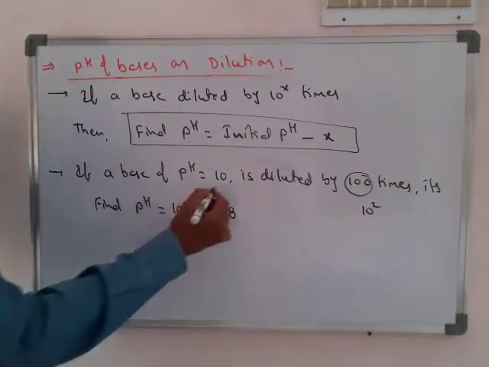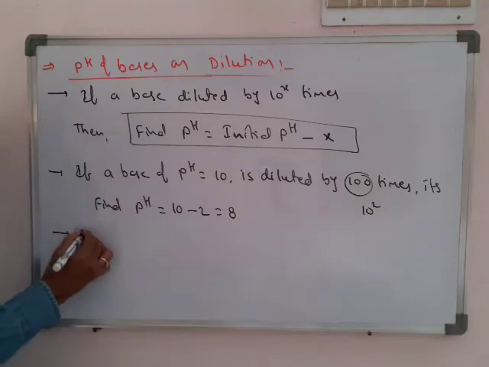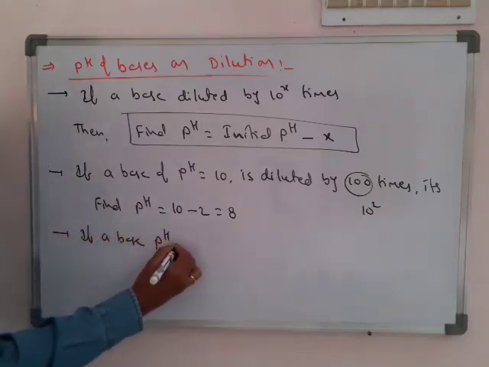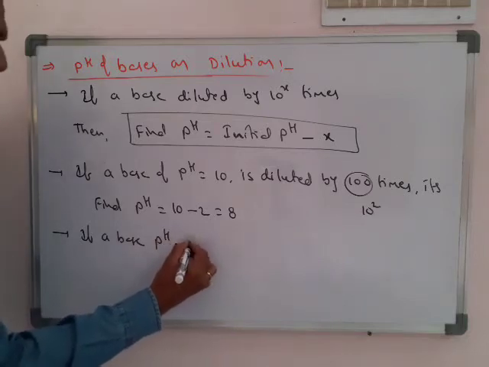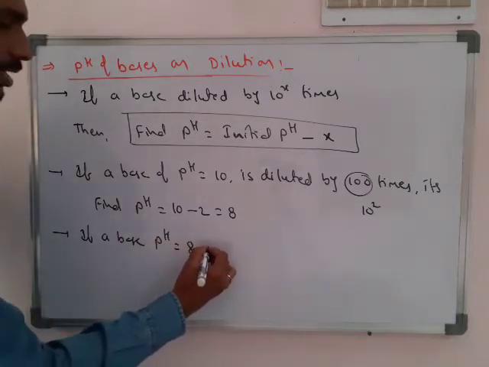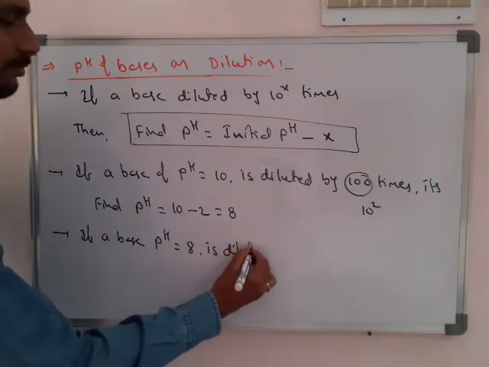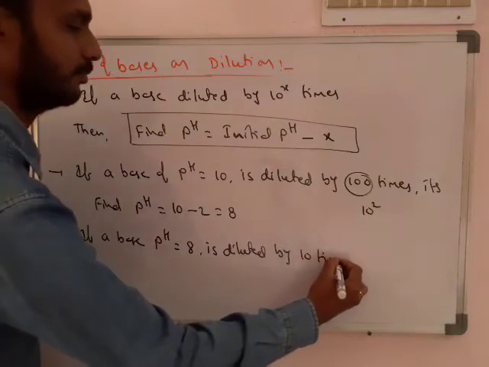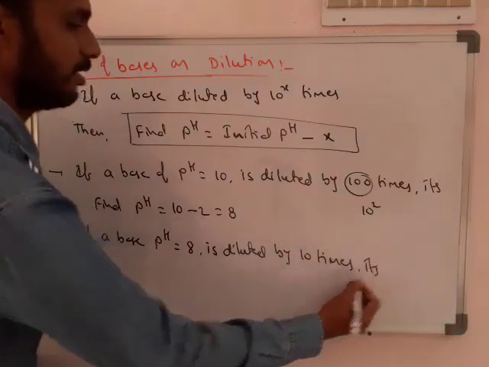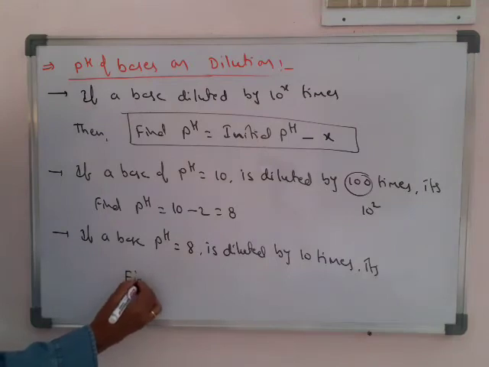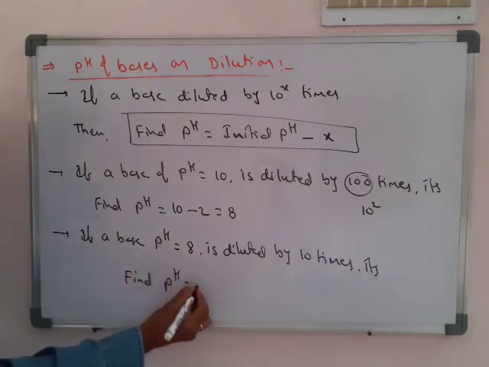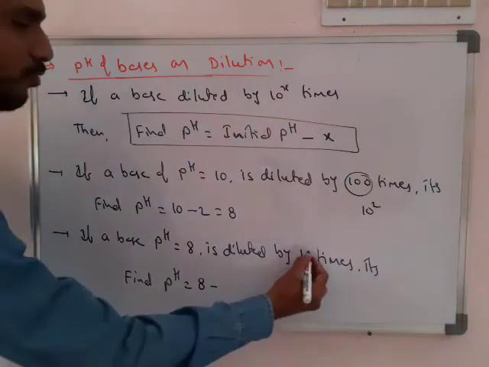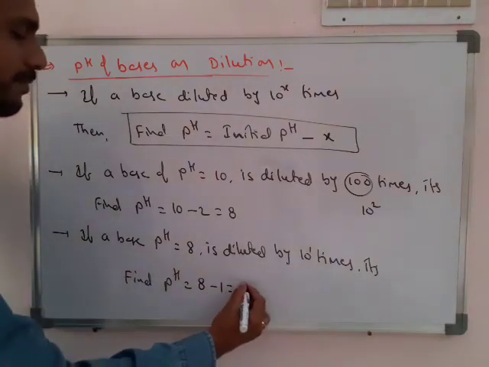So for example, if a base of pH equal to 8 is diluted by 10 times, then what is its final pH? Final pH means the pH after dilution. With 10 power 1 times dilution, 8 minus 1 becomes 7.